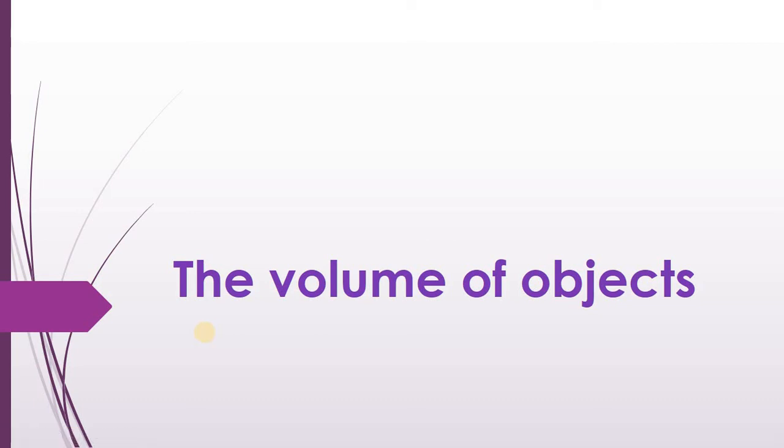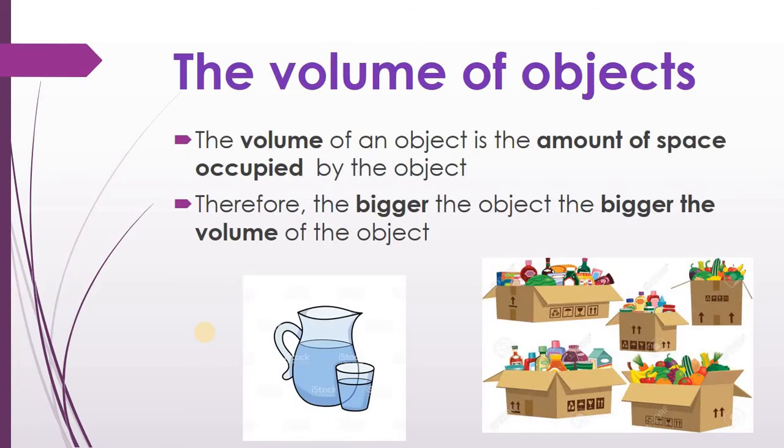So, we're going to learn about the volume of objects. What does volume of object mean? Volume in Bahasa Melayu, the easiest way to say it is isi padu. So, the volume of an object is the amount of space occupied by the object.